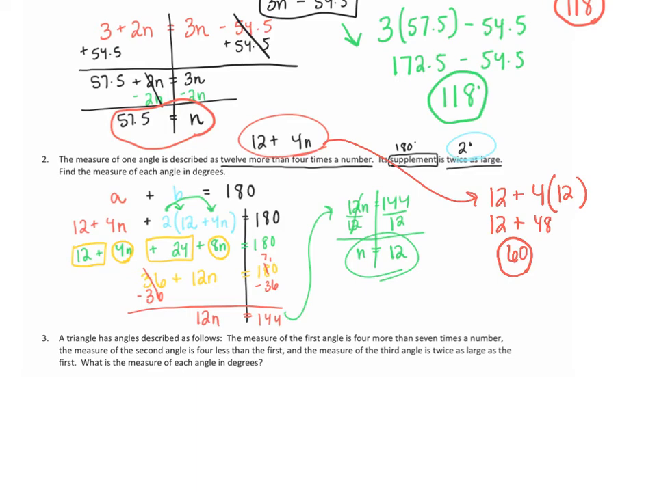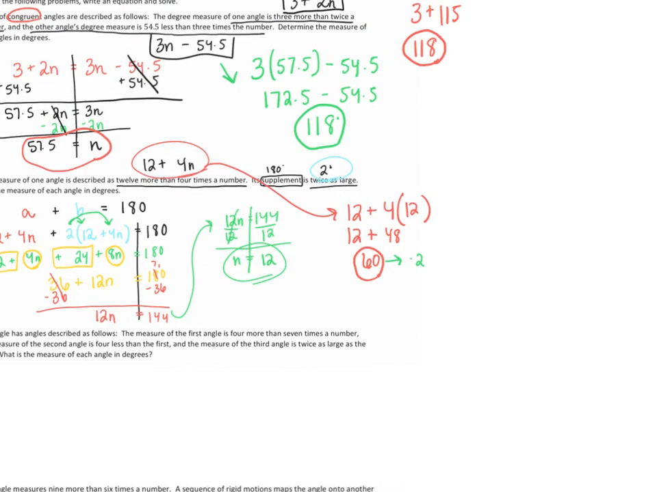My second angle is twice as large as this. So I'm just going to do times 2. And 60 times 2 is 120 degrees. And remember, they were supplementary, so they should add up to equal 180. Is 60 plus 120 180? Yes, they are supplementary. So those are my 2 angle measurements, 60 degrees and 120 degrees.